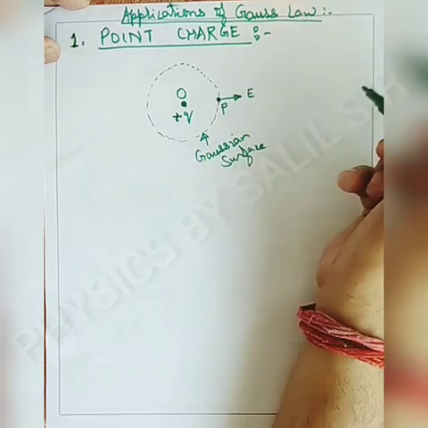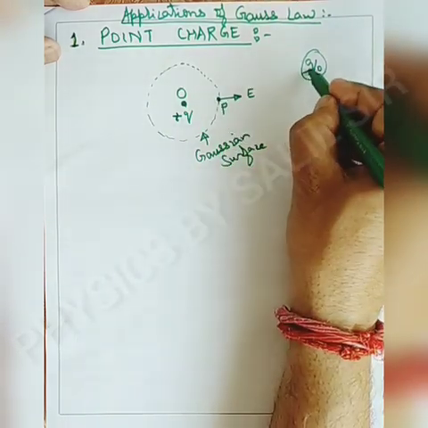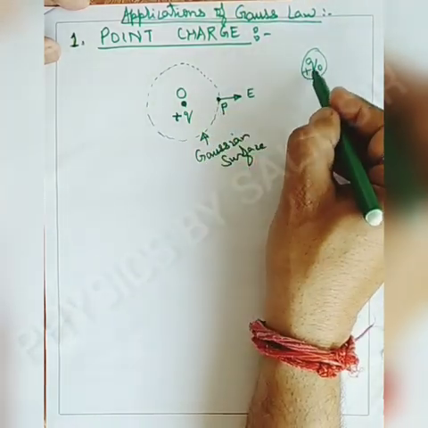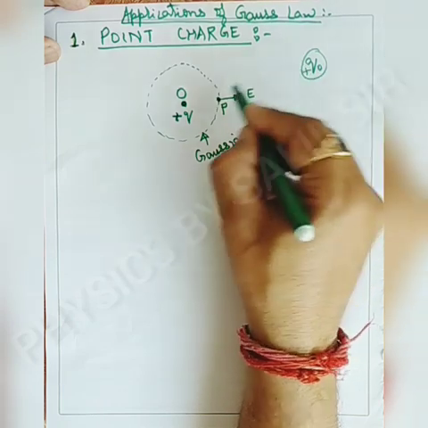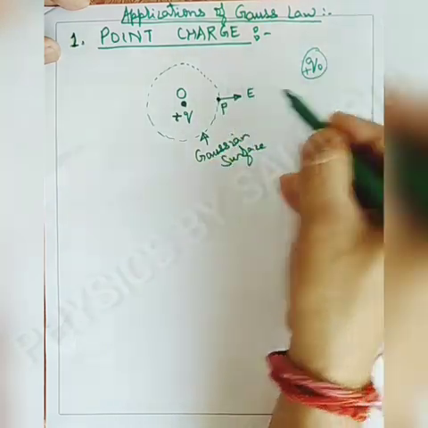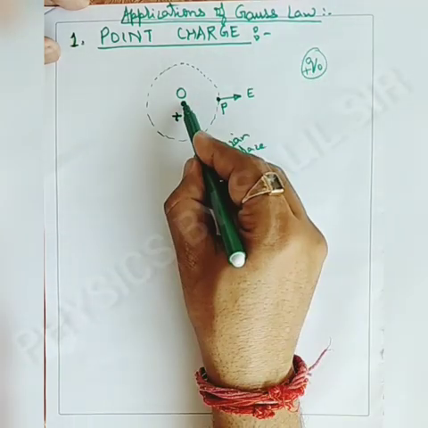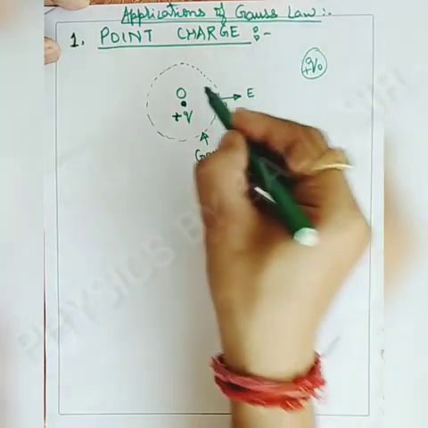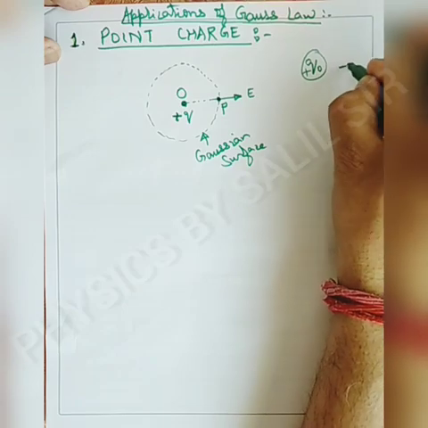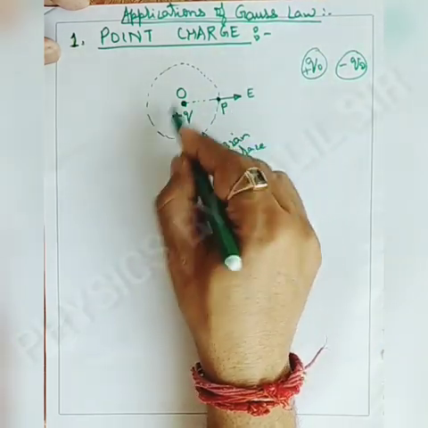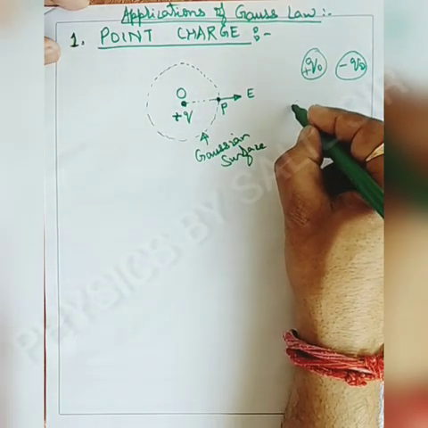Why is this away? Because it is assumed that we keep a point charge plus Q naught at point P, also called a test charge in some books. Since plus Q is positively charged and this test charge is also positively charged, plus Q will repel plus Q naught, and that's why the direction of electric field intensity is assumed to be like this. If we use the test charge as minus Q naught, then the direction of electric field intensity within the Gaussian surface will be like this.